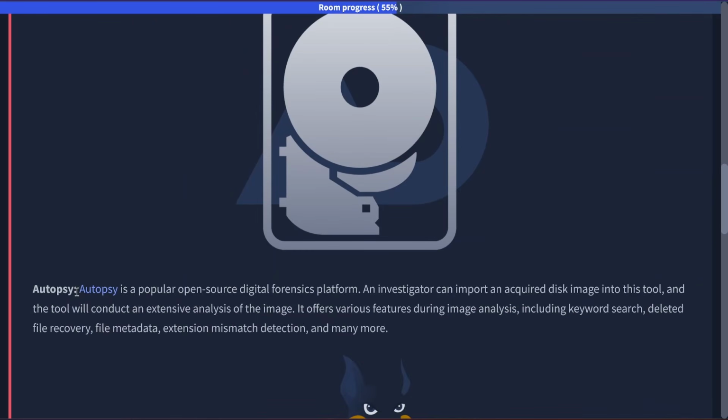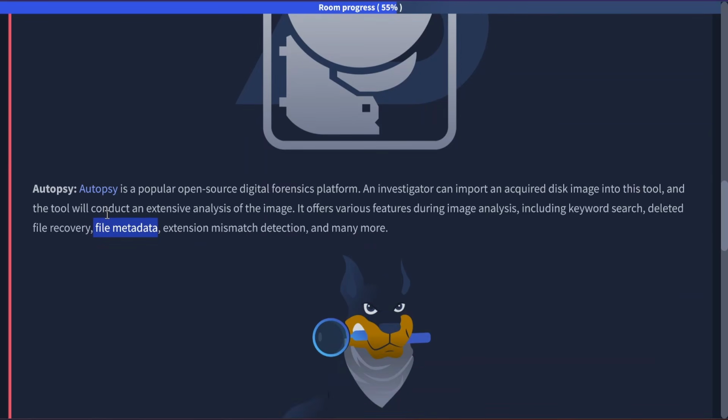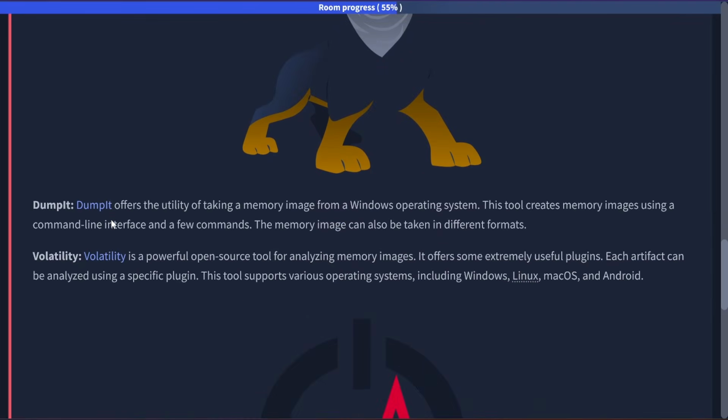And then Autopsy is an open source forensic software that allows you to actually do some image analysis, right? So you can keyword search, you can look for deleted file recovery, you can see file metadata, stuff like that. So Autopsy can help you analyze that disk image.